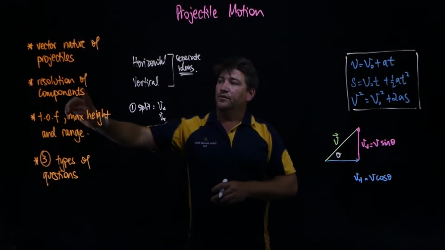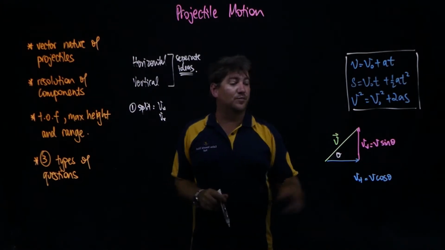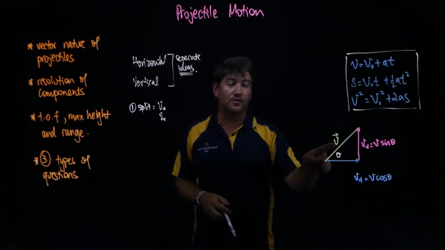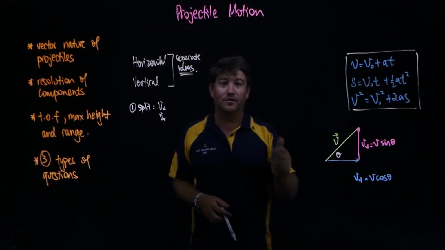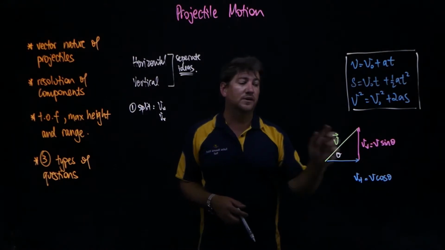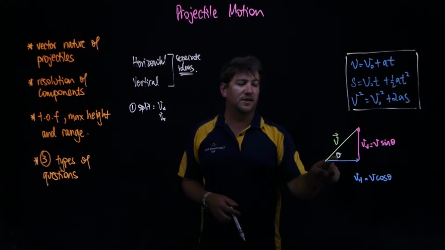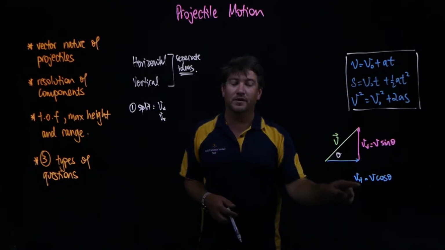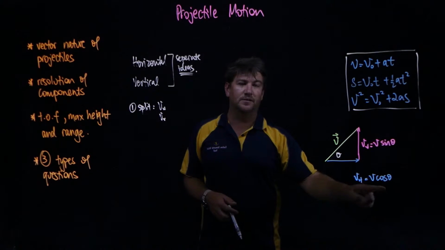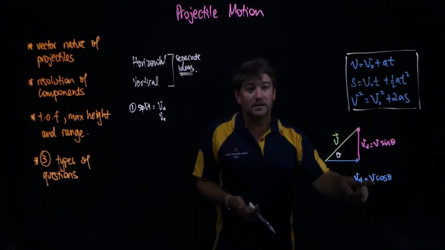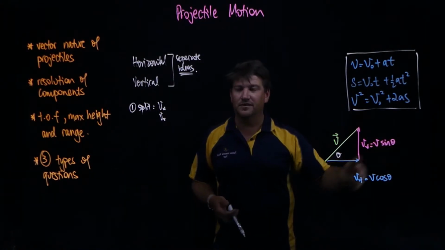If we're trying to do this resolution into components, we need to know some stuff. We need to know the launch speed and the launch angle in order to find the horizontal or vertical component. However, if we're told theta and we're told the horizontal component, we've got this relationship between them, so we can actually resolve back to the initial one, and then we can find out the other component as well.